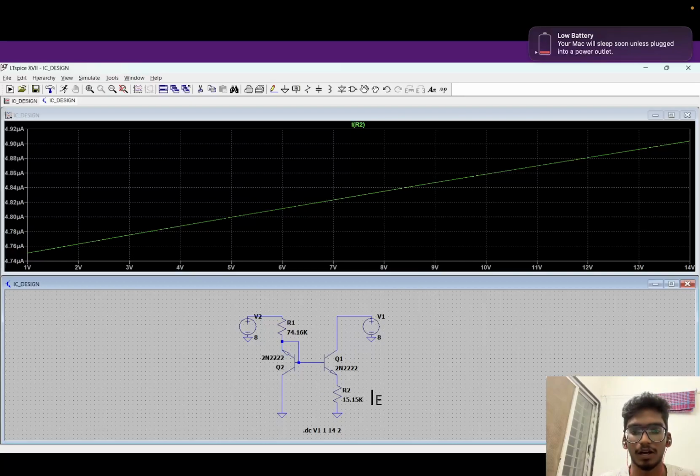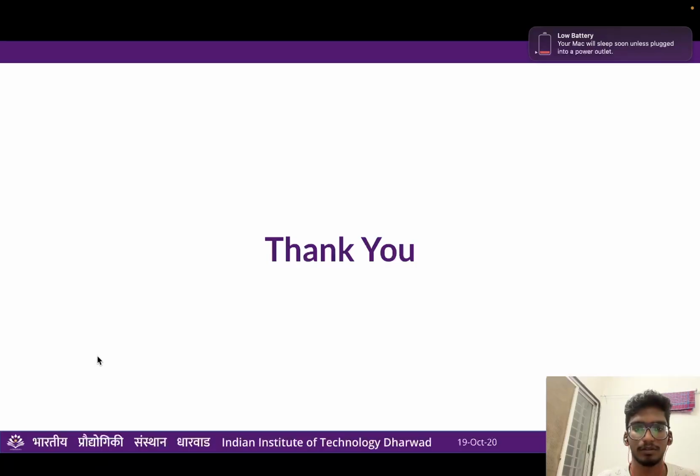This is the output plot of the output current with respect to the load voltage, that is V1 here. V1 is varied from 1 volt to 14 volts, and we observed minimal variation in the output current, which shows that the output current was designed to maintain a constant current irrespective of the voltage applied to it. Thank you.